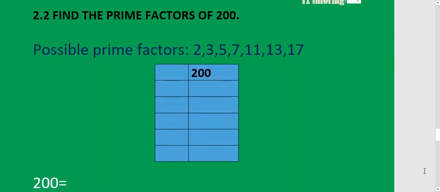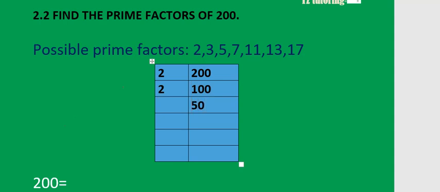Okay, we've explained what prime numbers or prime factors are. So for this part, we want to use those prime numbers to find the prime factors of 200. So let's do this. Very easy. Could 200 be divided by 2, the first prime factor? Yes. If you divide 200 by 2, you get 100. Could 100 be divided by 2, the first prime factor? Yes. If you divide 100 by 2, you get 50.